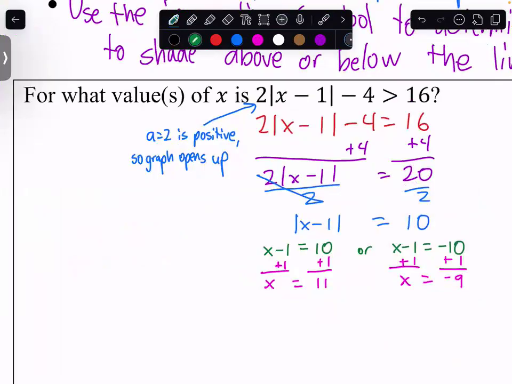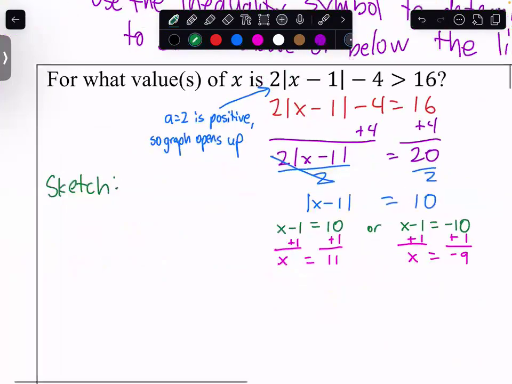Okay, so we're going to go ahead and draw our sketch now. Okay, so your sketch always starts with a horizontal number line.